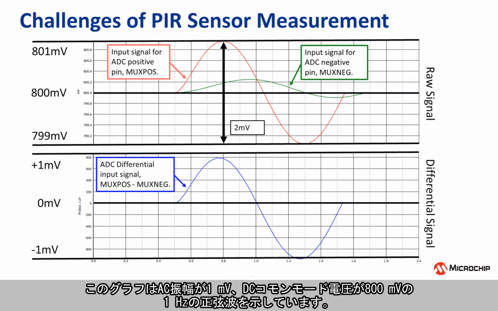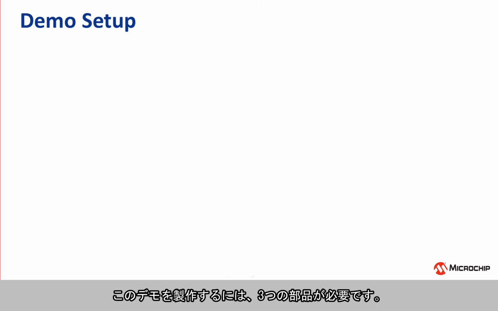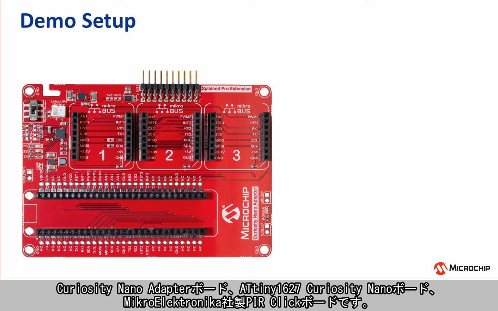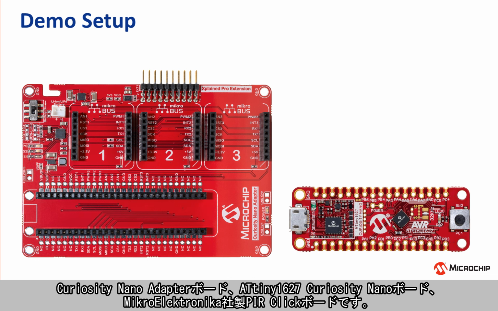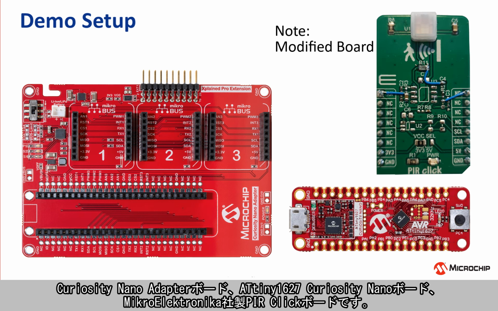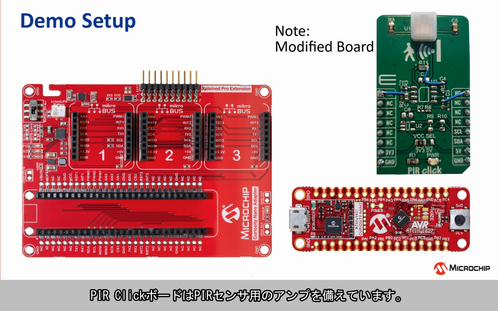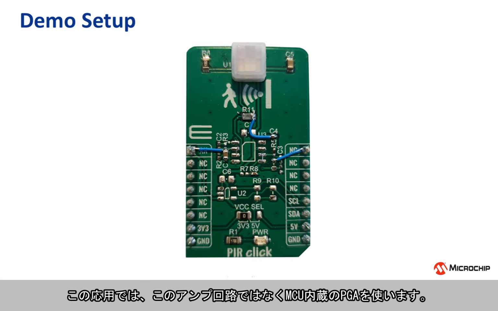To create this demo, 3 parts are needed: a Curiosity Nano adapter board, an ATtiny1627 Curiosity Nano, and a PIR click board, which is available from Mikroelektronika. The PIR click board comes with an amplifier for the PIR sensor to ease integration. For this application, the amplifier circuit was removed.